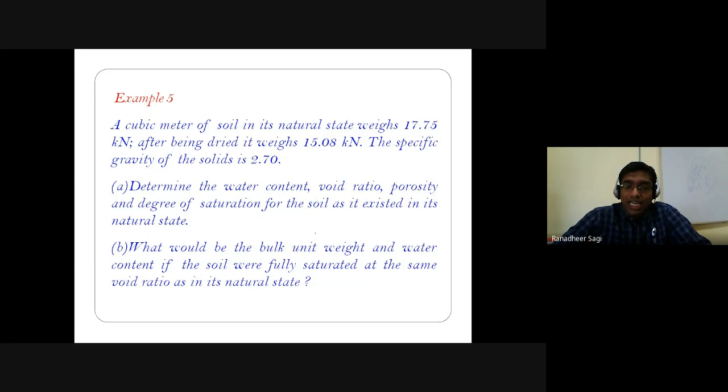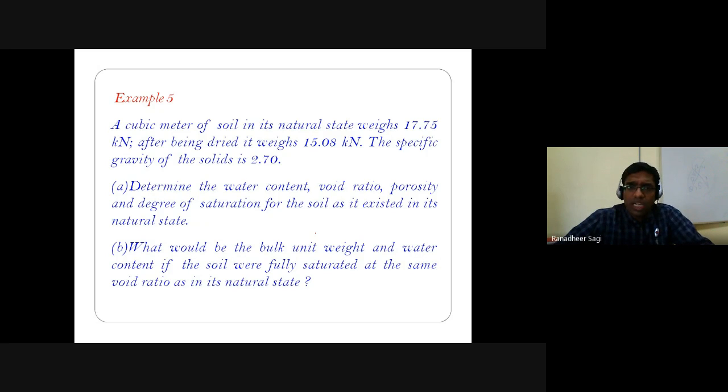And the second set of the problem is: what would be the bulk unit weight and water content if the soil were fully saturated at the same void ratio as it exists in its natural state? It means there is no change in void ratio, but in order for the soil to reach a fully saturated state, what is the corresponding unit weight of the soil and the respective water content that should exist in that soil?